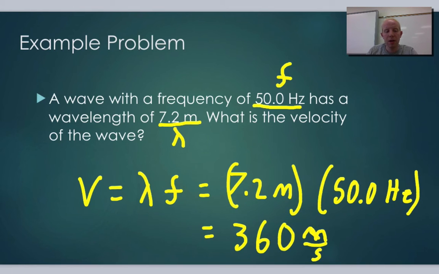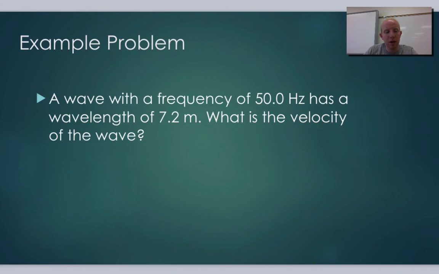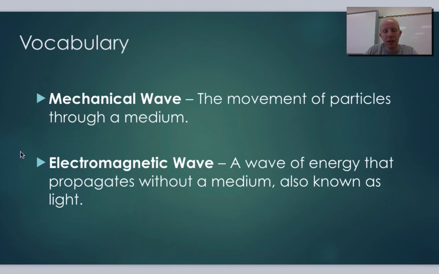And then a couple last terms to make sure we've got down: there are two types of waves, mechanical waves and electromagnetic waves. Mechanical waves do need a medium to pass through. Sound is a good example of that, as are water waves, anything like that. Whereas electromagnetic waves are basically light, anything that can travel without needing a medium.